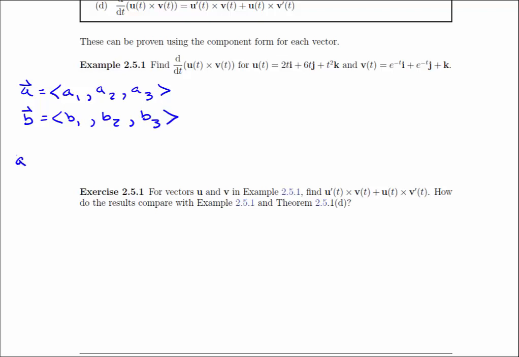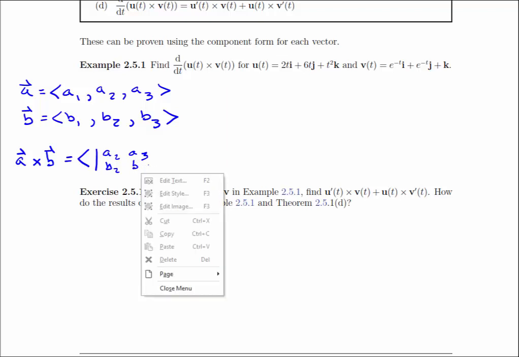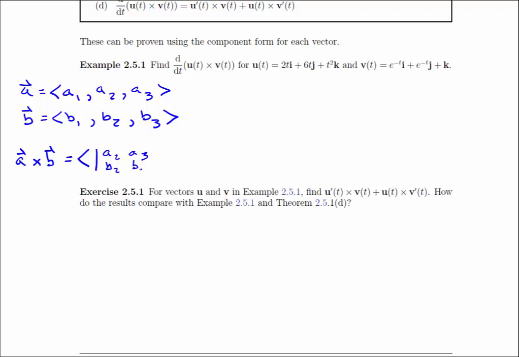Then we can calculate the cross product by using a determinant. The first entry is going to be the determinant of the second and third components of the two vectors. So if I put in here A2, A3, B2, B3, then the second component is where we look at the determinant with these components here.